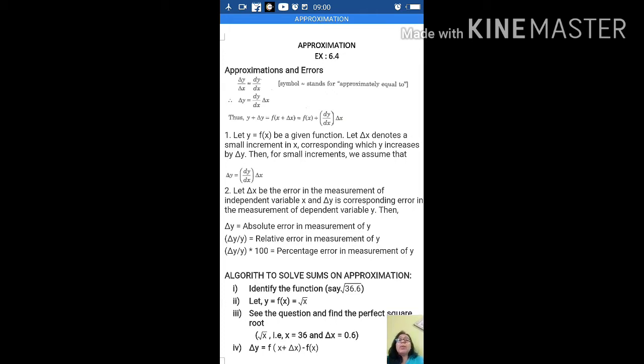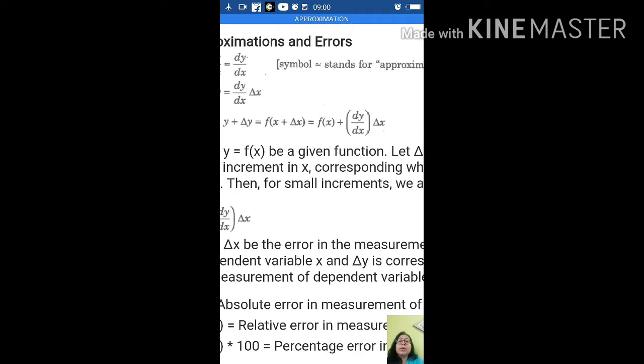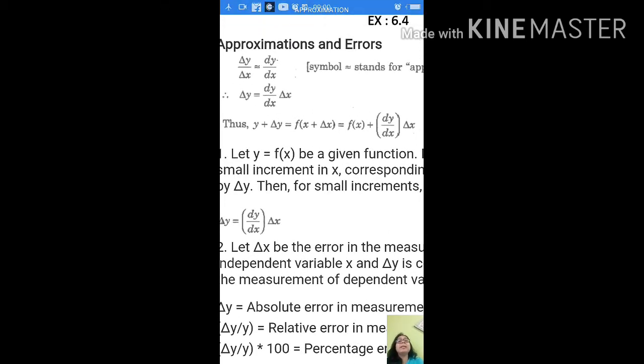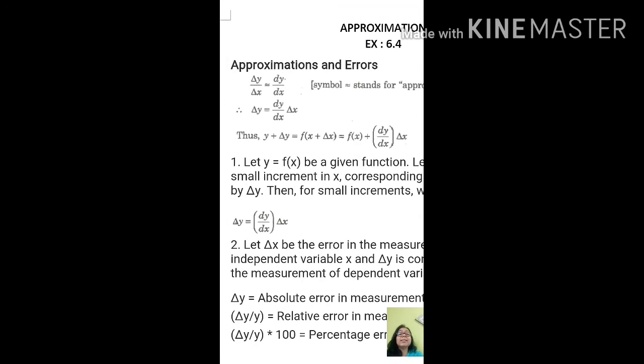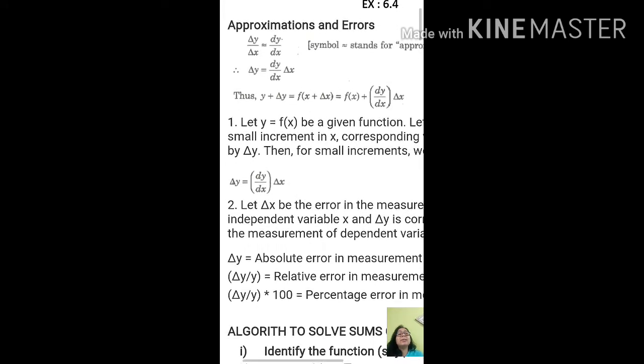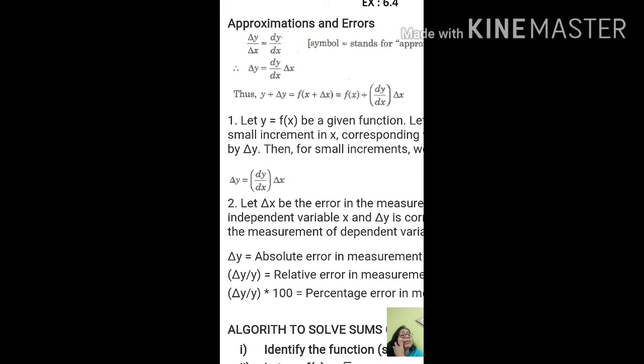Here, delta y by delta x, similar to dy by dx, we can write. So from here we can write delta y is equal to dy/dx into delta x. So y plus delta y we can write as f of x plus delta x, where y is equal to f(x) we know, and delta y from the previous line is dy/dx into delta x. So we can write f(x) plus dy/dx into delta x.